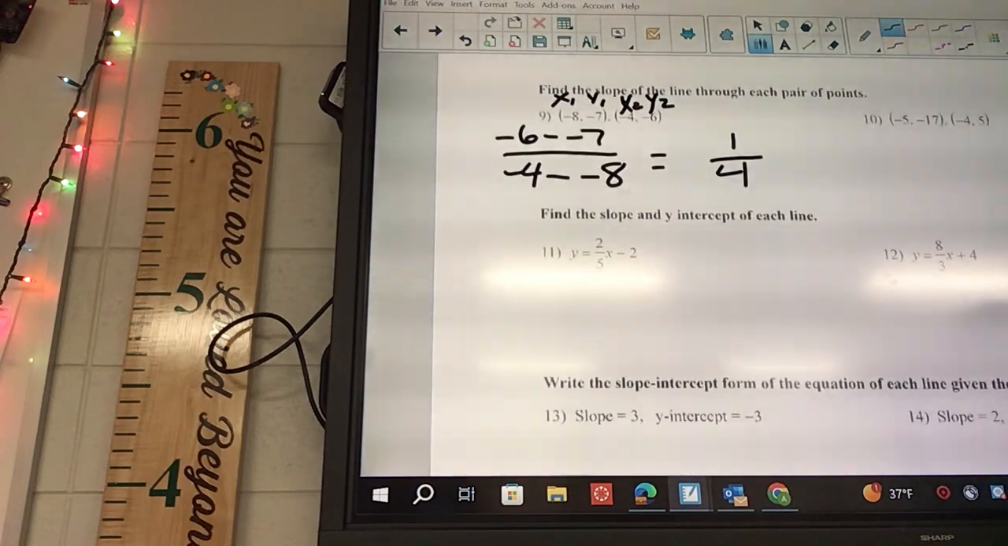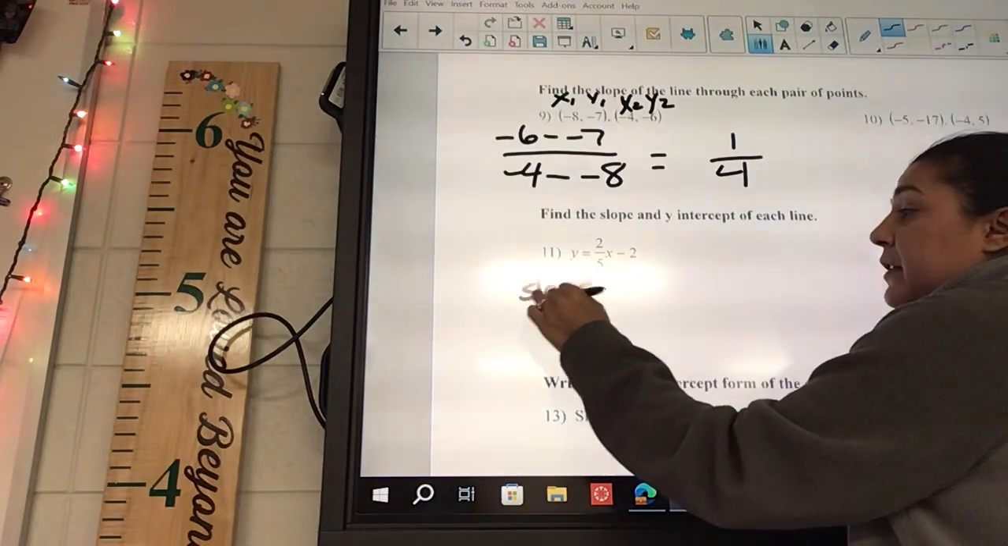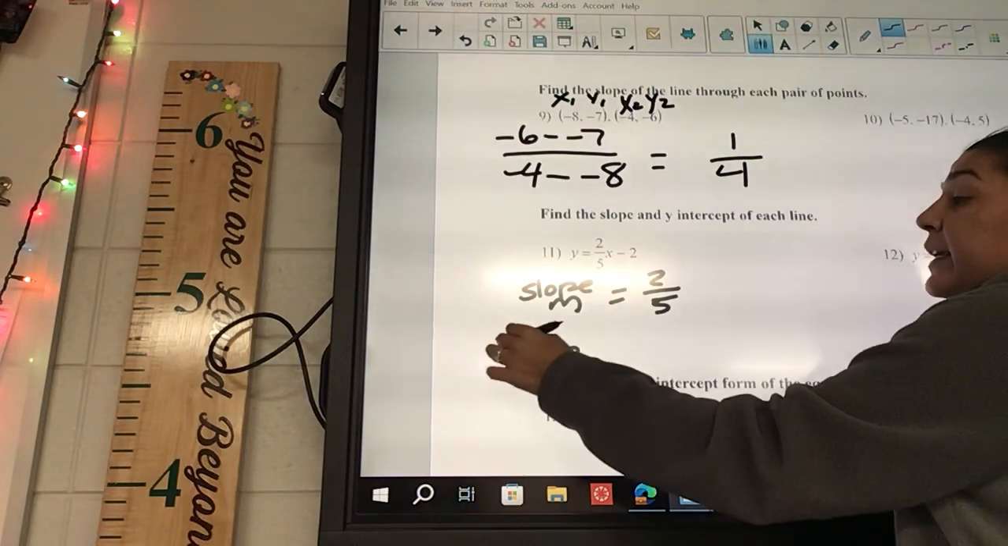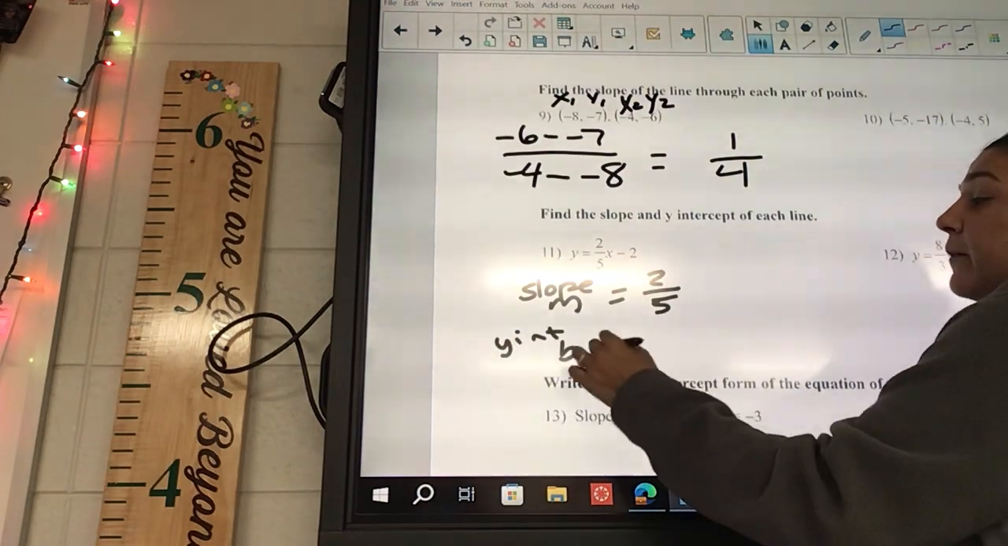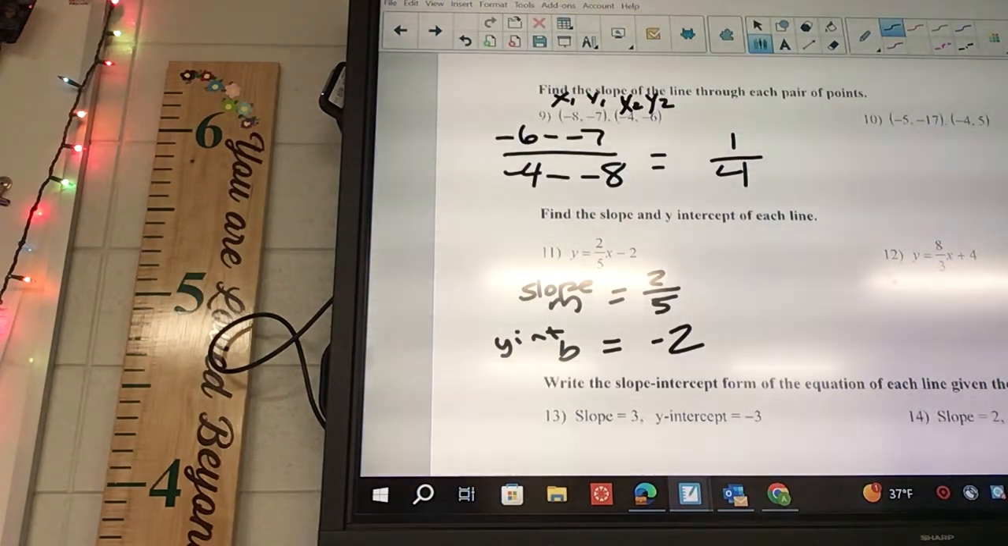Okay, find the slope and the y-intercept. So this is in the form of y equals mx plus b. Which one is the slope? 2 over 5. You are allowed to say slope, or you are allowed to say m equals 2 over 5. The b, or the y-intercept, is what? -2. Make sure you include the negative if there is a negative.